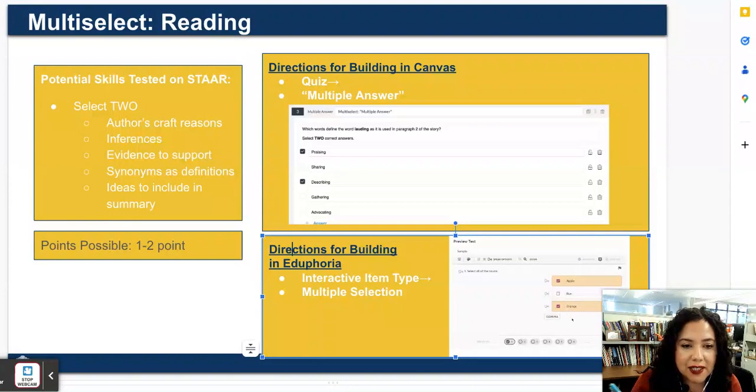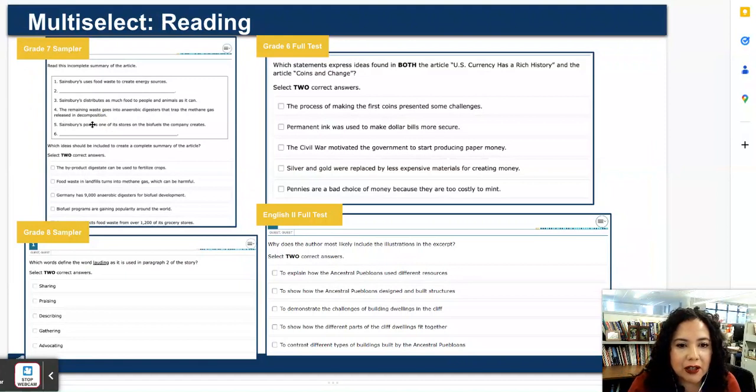So, the different kinds of skills that we're seeing TEA ask students to respond to using multi-select include this interesting example from grade 7. Students are given a list of summary details and then asked to select the two details from possible correct answers that would best fit and complete the summary above. So that's very interesting. Another way TEA is using multi-select is asking students to find the two correct definitions of the word lauding, or the vocabulary word, as it is used in the paragraph of the story.